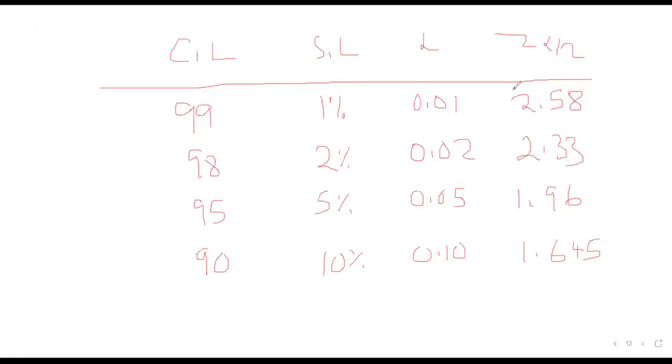So based on that, now memorize these figures. We have 2.58 as the answer for any of these three. So 99 is equal to 2.58, 98 is equal to 2.33, 95 is equal to 1.96, and 90% is 1.645. So this is what you need to know for now. Don't ask me where they're coming from. And the signs for this are just equal to or not equal to. That's all.